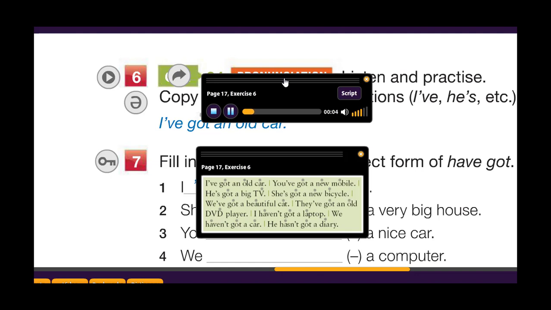I've got an old car. You've got a new mobile. He's got a big TV. She's got a new bicycle. We've got a beautiful cat. They've got an old DVD player. I haven't got a laptop. We haven't got a car. He hasn't got a diary.